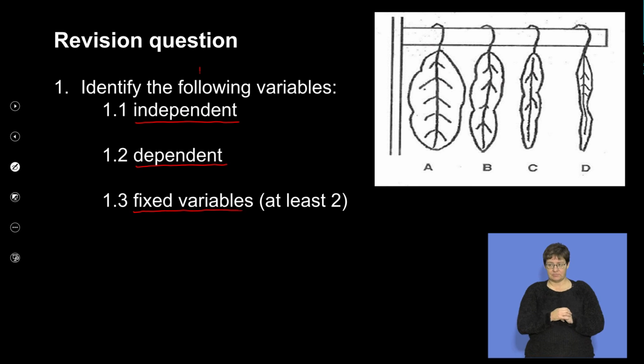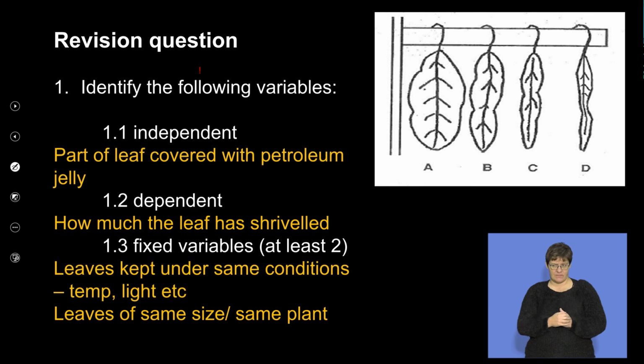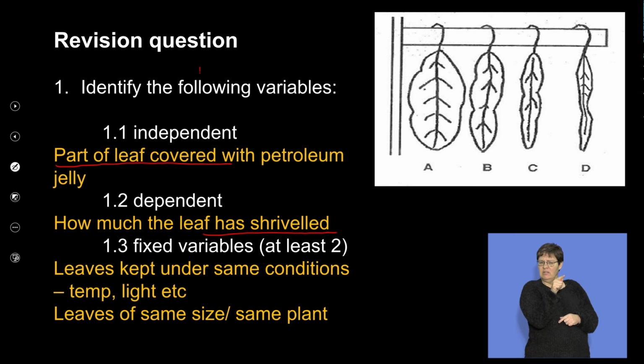And what are the fixed variables? And in this case, you should be able to find at least 2 fixed variables. So let's have a look. Independent variable, what are you changing? Which part of the leaf is covered? Dependent, what are you measuring? You're looking at the leaf to see how much it has shriveled up. Has it kept its shape or has it shriveled up?